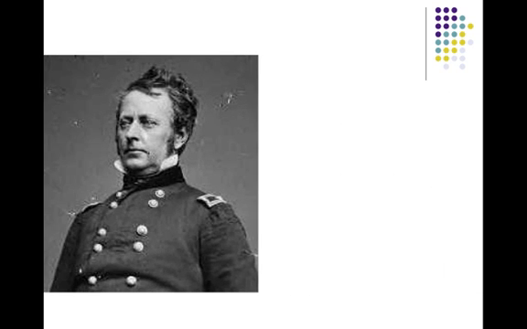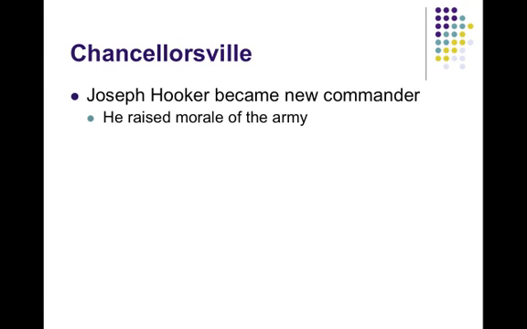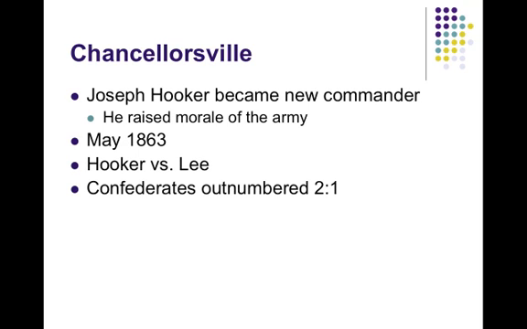Ambrose Burnside out. Insert Joseph Hooker. Joseph Hooker is brought in as a new commander. He raises the morale of the army, trying to bring some more positivity there. In May 1863, he got his chance against Robert E. Lee, and the Confederates were outnumbered. Excuse me, they were outnumbered 2-1. In other words, there were twice as many Union soldiers at Chancellorsville as there were Confederates.